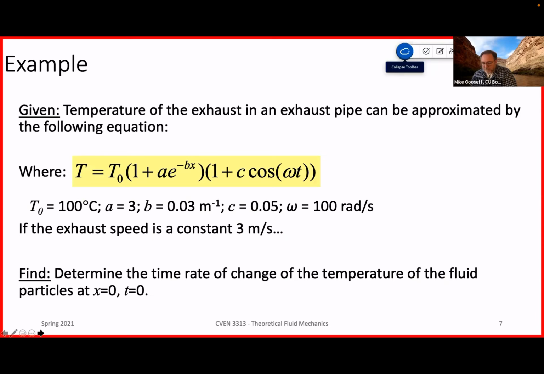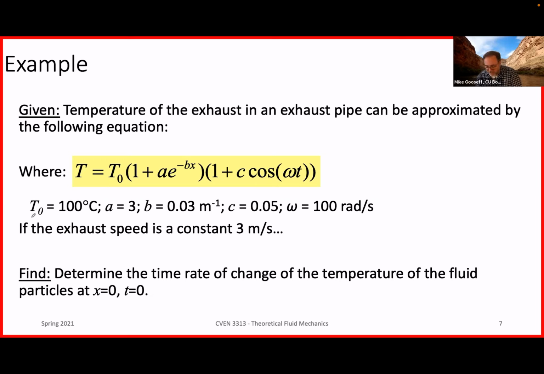So, this is a little bit like the one part 2 problem that you had on the homework due today. The temperature of the exhaust of an exhaust pipe can be approximated by the following equation. T, the temperature, is equal to the initial temperature T naught multiplied by 1 plus A e to the minus bx, multiplied by the quantity 1 plus C times the cosine of omega t.